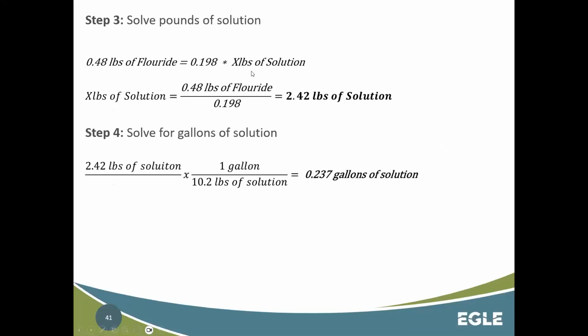And to get from pounds of fluoride to pounds of solution, again, we divide the pounds of fluoride by the 19.8% to give us 2.42 pounds of solution. And to convert our pounds of solution to gallons of solution, we divide it by 10.2, which was provided in the example. So that gives us 0.237 gallons of solution required.